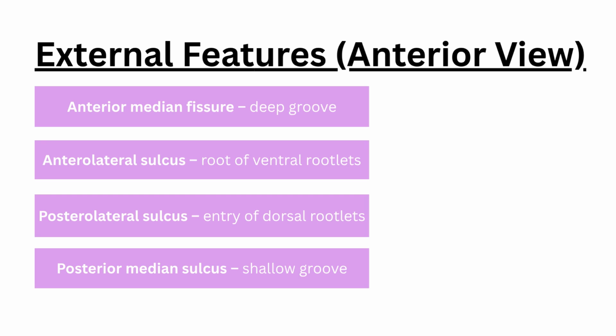Externally, the spinal cord shows several longitudinal grooves. The anterior median fissure is deep, while the posterior median sulcus is shallow. The anterolateral and posterolateral sulci mark the entry and exit points of nerve rootlets.